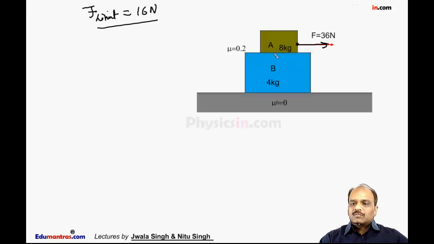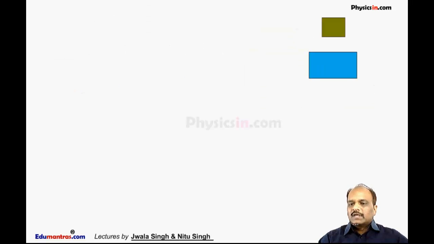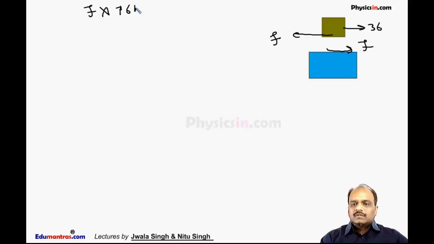So let's assume the two blocks are moving together. If we draw the free body diagram of this block A, the force is 36 Newton. Again the friction is F. Here the friction is again F. But this F is not equal to 60 Newton.